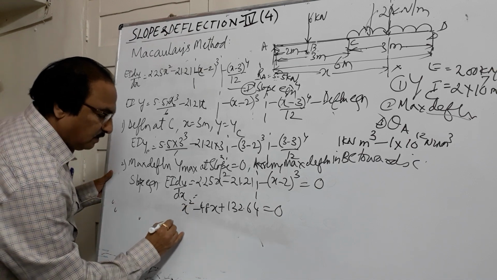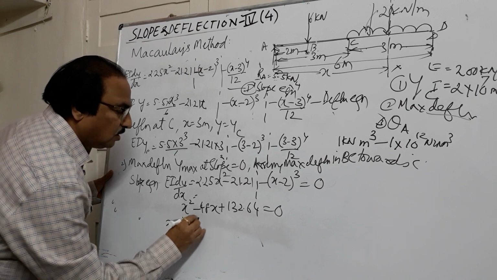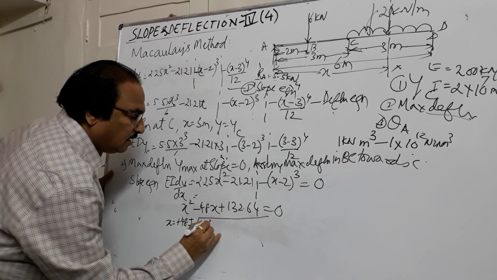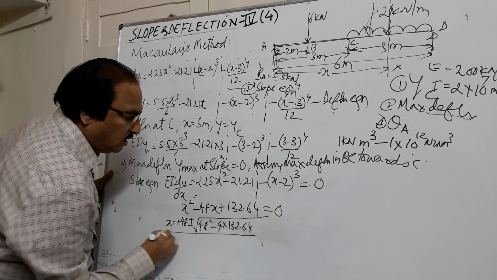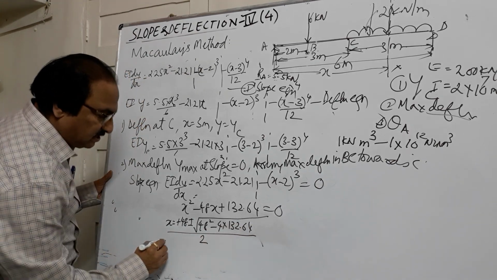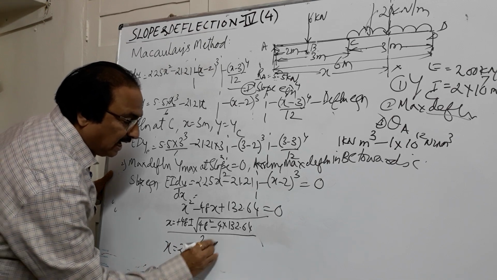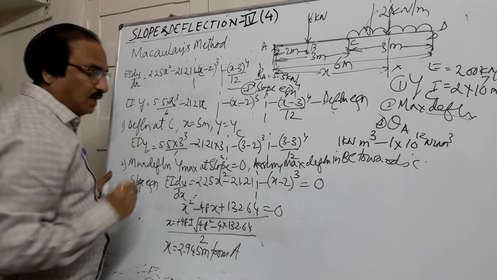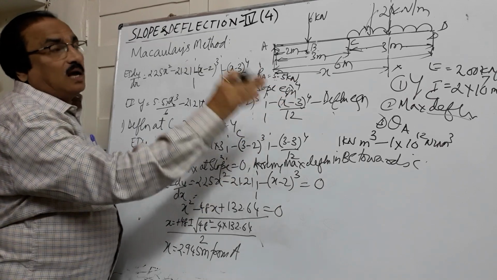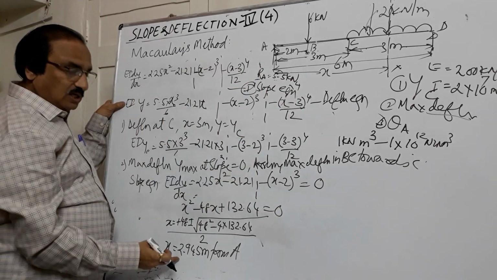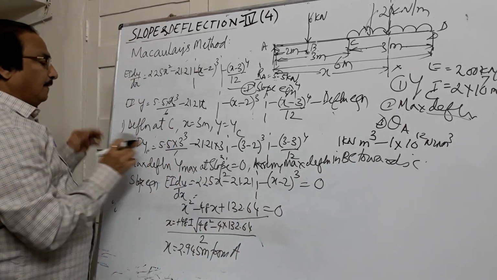So x will be equal to minus minus plus 48 plus or minus root of b square minus 4ac, whole divided by 2. If you simplify this, you get the value of x is equal to 2.945 meters, and this is the distance from A. So at the distance of 2.945, there will be maximum deflection. Now in the deflection equation, if I substitute this value, I get the maximum deflection in the beam. So let us simplify that.